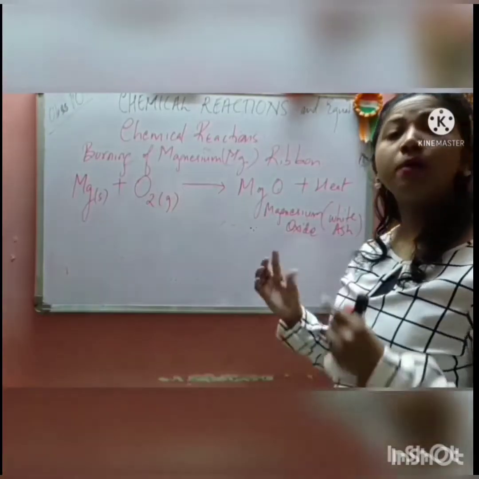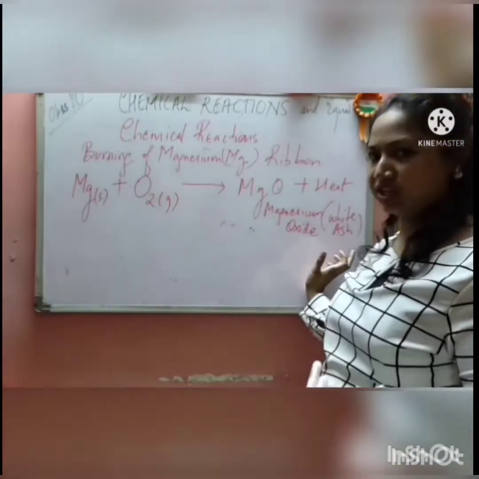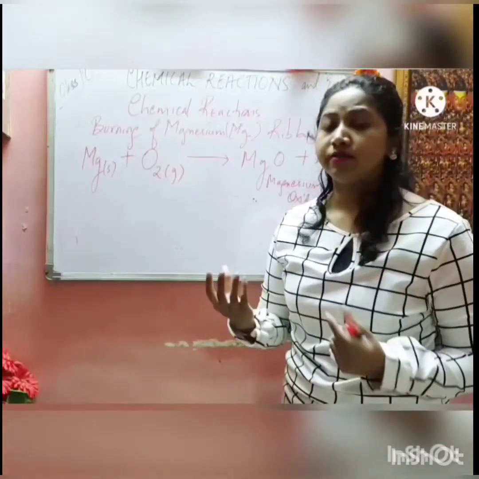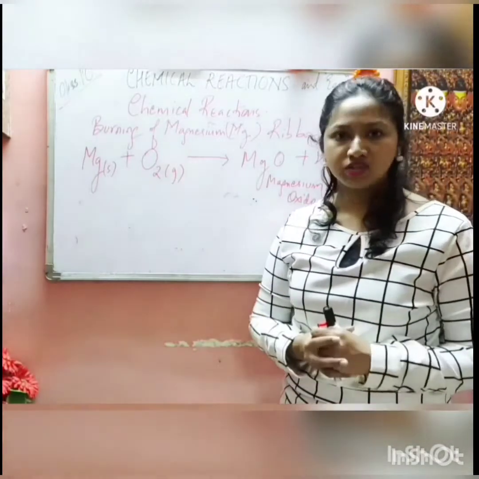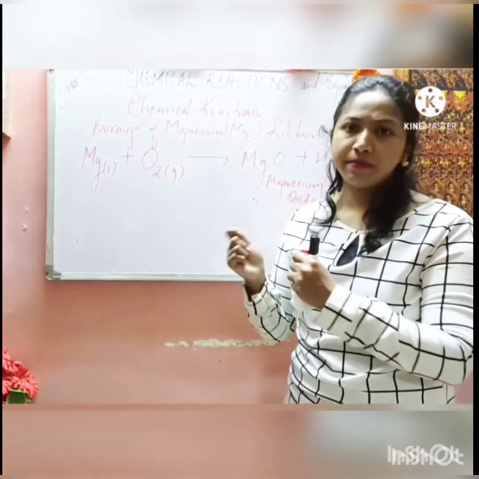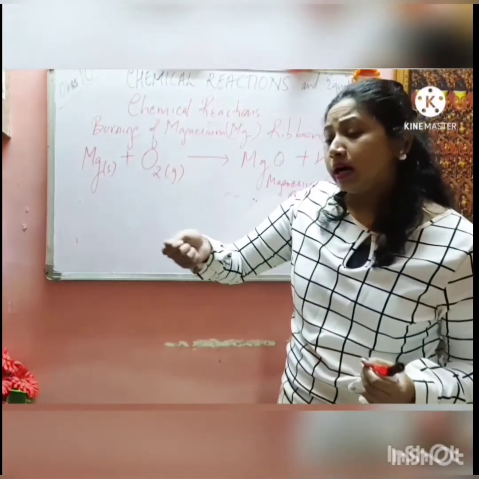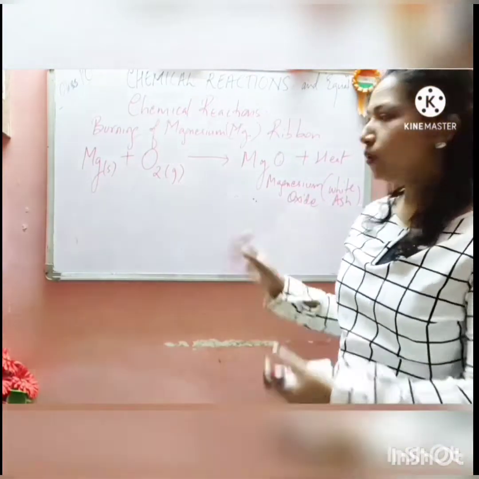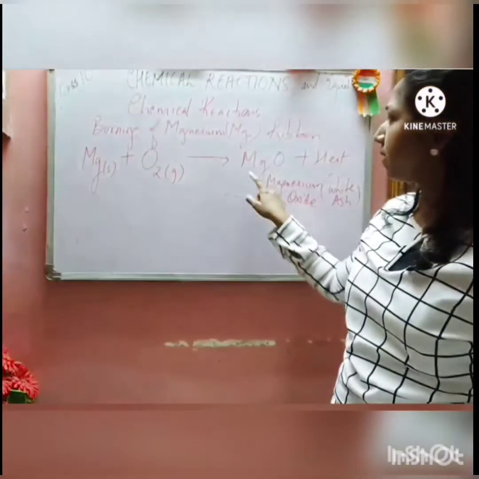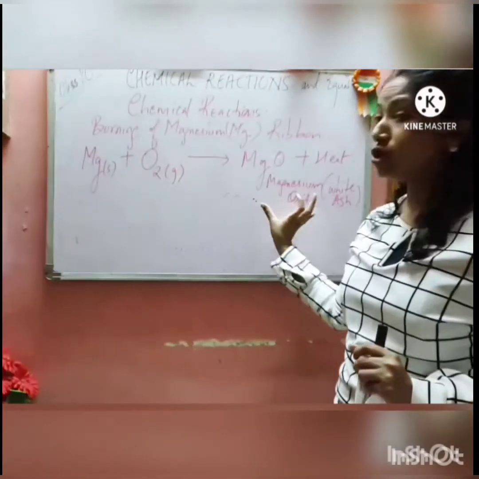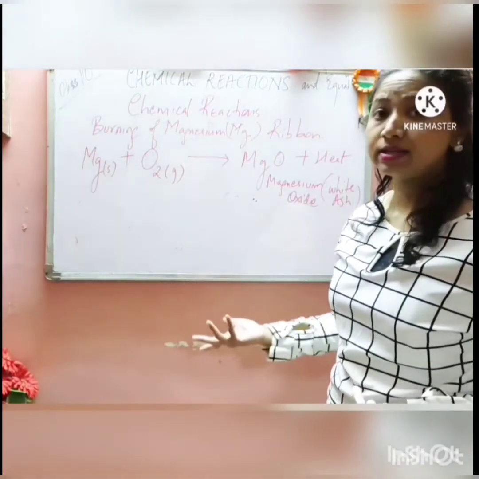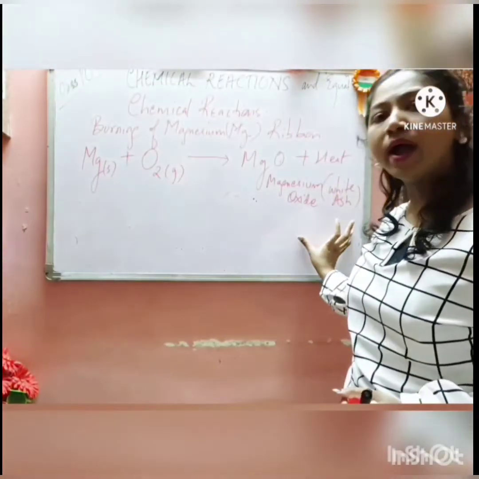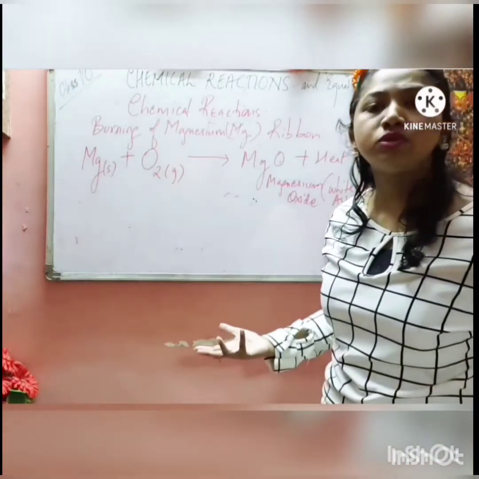And you're going to get a new substance, which is magnesium oxide or white ash, and along with that heat is also given out. The reaction is basically: you take a magnesium ribbon, heat it under flame, that means reacting with oxygen. You're going to get white ash, which is magnesium oxide, a new product which is unlike the reactant. And along with magnesium oxide or white ash, heat is also given out.